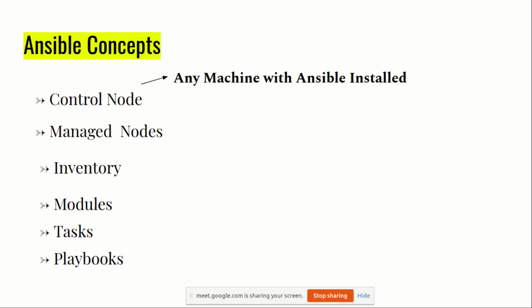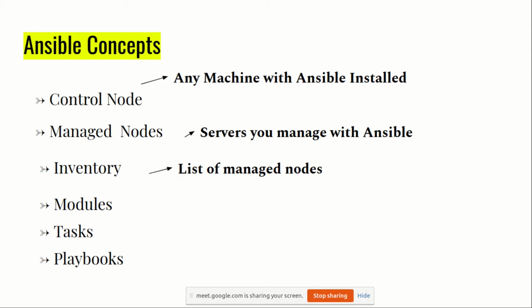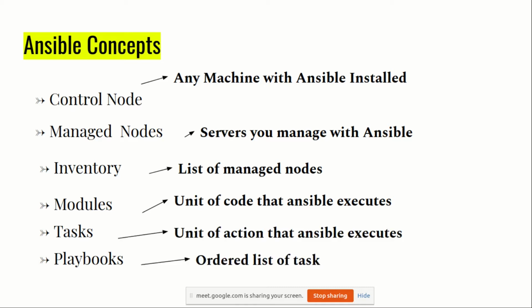Just to give you a description: control node, any machine with Ansible installed is called a control node. Managed nodes, servers which you manage: servers, virtual machines, Linux containers, anything. Inventory, a list of managed nodes. Modules, code which is being executed. Tasks, an action. For example, if you have Nginx, only after you install Nginx do you restart it. So when you order these and put them in a file, that's called a playbook.